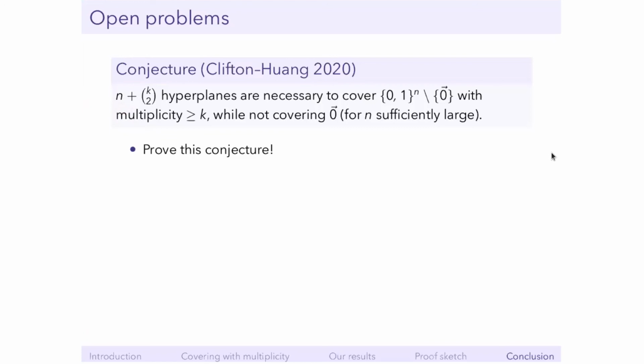This seems hard, and the reason it seems hard is that, as I mentioned, all lower bounds really seem to rely on these algebraic techniques, and we show that at least the algebraic techniques that exist seem to have a natural barrier at n plus 2k minus 3. They can't get up to n plus k choose 2, at least without further ideas. So it seems to me that in order to prove this conjecture, you need to develop some new ideas.